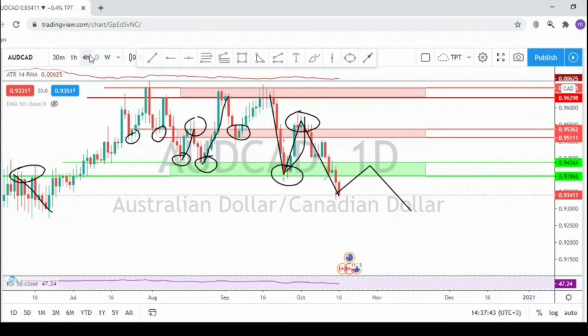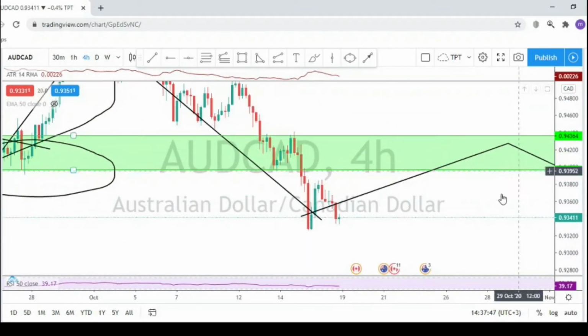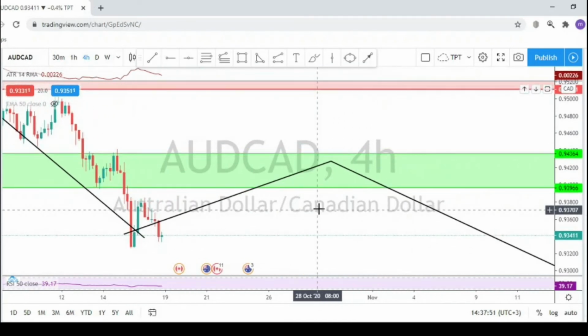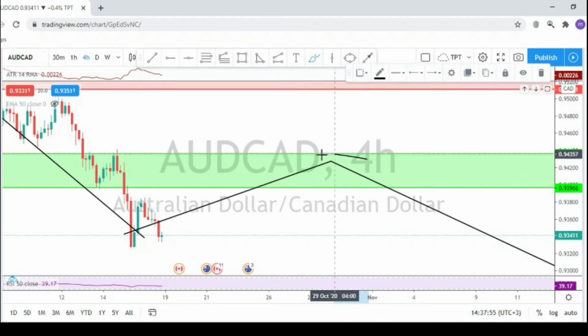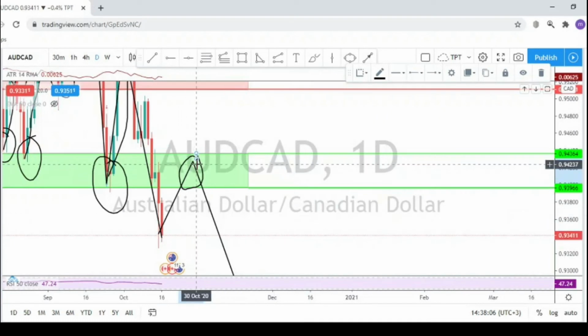In this case, it will be a 4-hour time frame or a 1-hour time frame. Then look for an indication in this zone to go to the downside. So this is my prediction for next week. If I find a pullback to this level of structure in this green zone, I'll look for an entry reason to go to the downside.